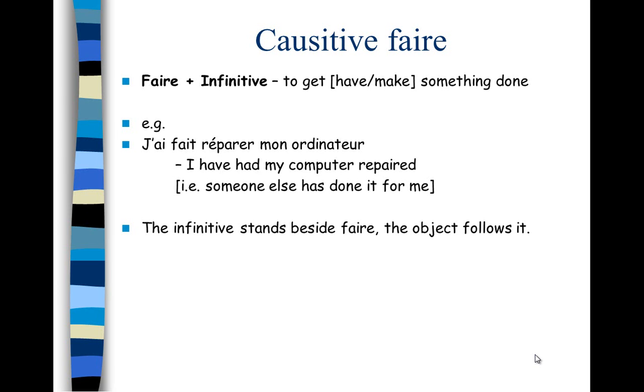You can see that the infinitive stands beside faire and the object follows it. So we've conjugated faire into the passé composé, j'ai fait. Right next to it, the infinitive, réparer, and then the object, mon ordinateur. So for the most part, when you're using this construction, it's pretty easy, faire plus the infinitive. It can get a little bit more complicated when we add other objects into the picture. So we're going to look a little further into these, but just remember, in the simplest of circumstances, to have something done, faire plus the infinitive.